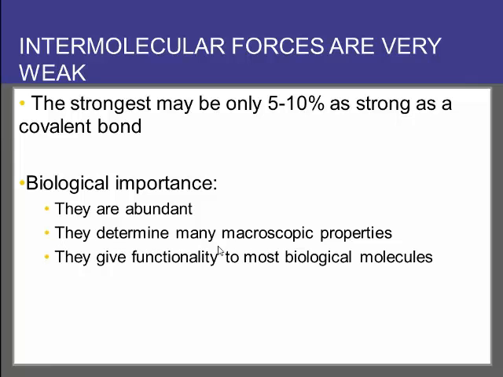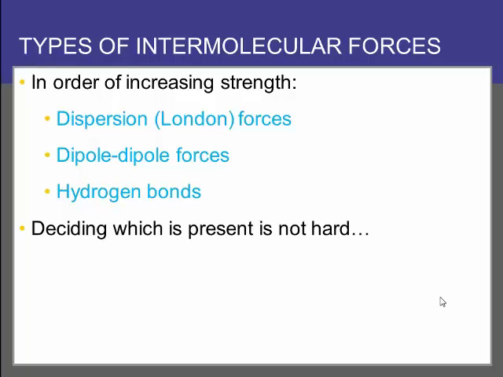As I said before, they determine many macroscopic properties, and they give functionality to most biological molecules. These are how proteins interact with each other, through intermolecular forces. So there are 3 types that we're going to discuss. In order of increasing strength, the weakest are called dispersion or London forces. The next weakest are called dipole-dipole forces, and then the strongest of these 3 intermolecular forces are called hydrogen bonds.